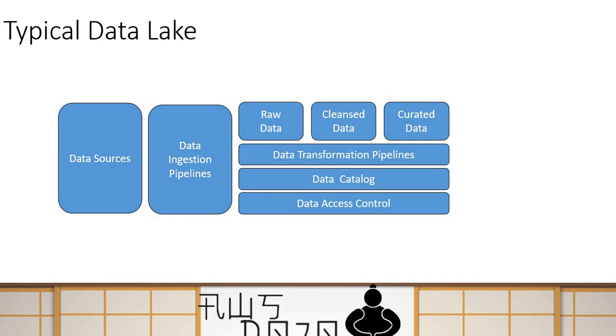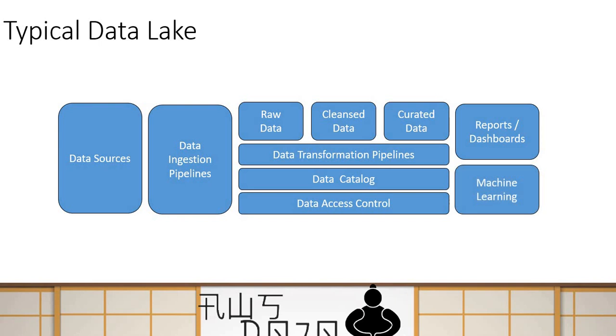And then comes your consumption part, where your data can be used for reporting or dashboarding purposes, or it can be used for machine learning purposes. There could be more use cases as well, but I'm just listing the top two use cases, which are primarily reporting, dashboarding, and machine learning. Now, this is what a typical data lake looks like. So when I say data lake, this is what I mean. These are the functionality, or these are the features I mean.